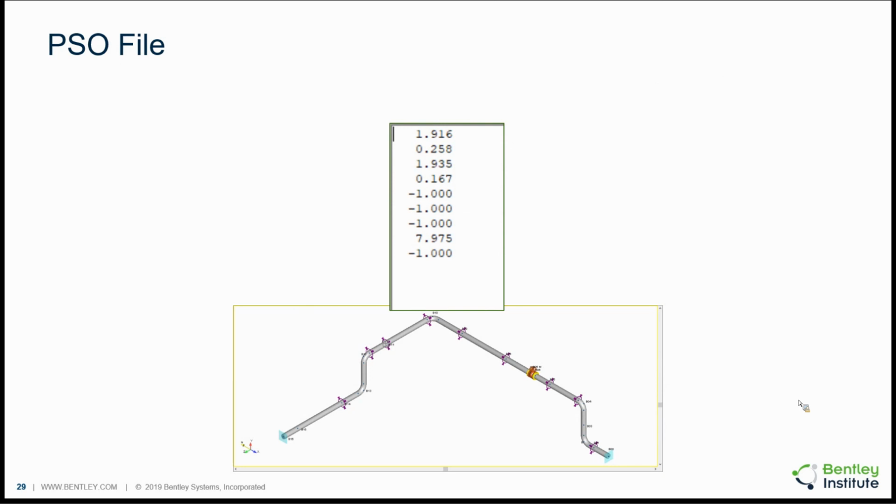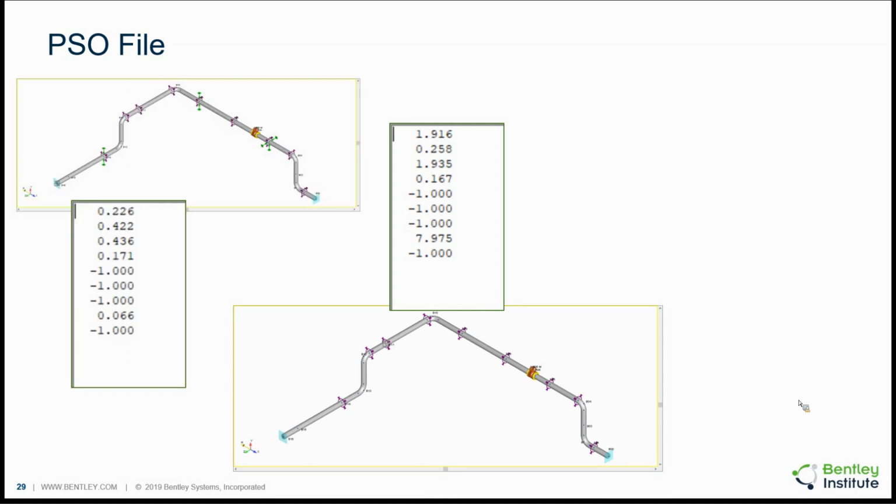So I wanted to take this example a little bit further using these two trial models as seed files. Remember, we discussed the PSO file, which is generated when a consistency check is run for the model. This is showing the PSO file for the original model in this example. And we can see how it changes.